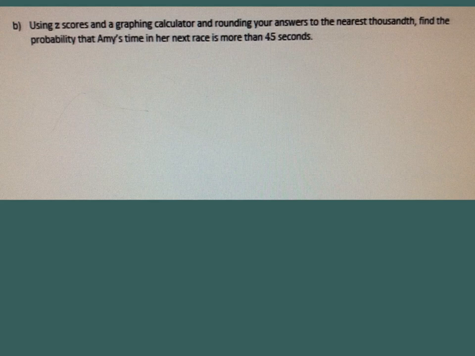Okay, so we're going to try part B and part C of this question together, and then you're going to try the next few pages on your own. All right, so part B. It's still the same situation about Amy the swimmer. It says using z-scores and a graphing calculator and rounding your answer to the nearest thousandth again, so we're just going to underline that again. Find the probability that Amy's time in her next race is more than 45 seconds.